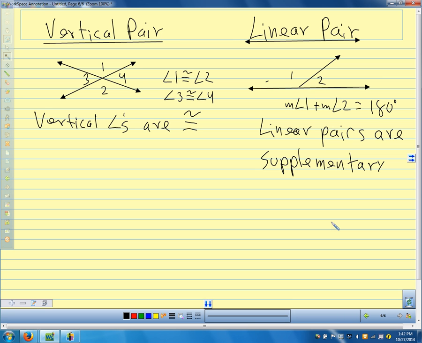This is the key information for all of chapter 3, really. And we'll be using all of this information for the rest of the year. All right, questions on the graphic organizer?